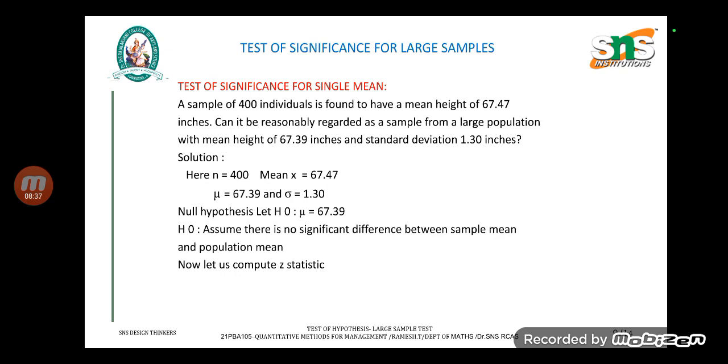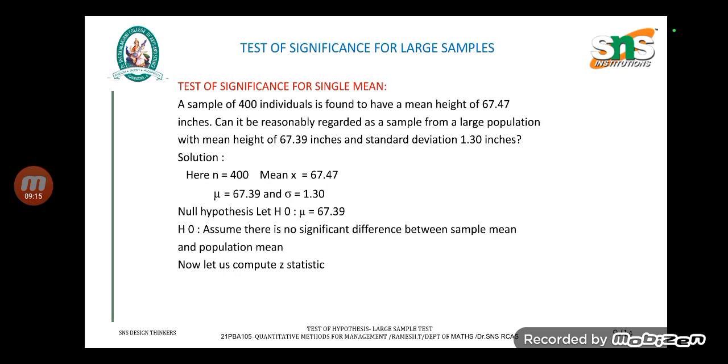So what is the question here? We have 400 individuals, and their average height was 67.47 inches. We want to conclude whether it comes from a larger population with mean height 67.39 inches and standard deviation 1.3 inches. That is our question. What is given? n is 400. The sample mean is 67.47. The population mean is 67.39 and the standard deviation is 1.30.